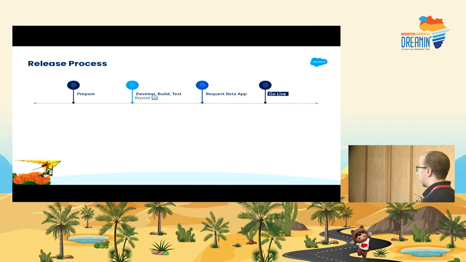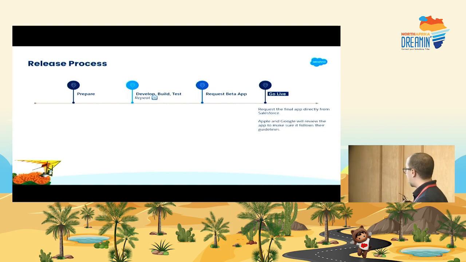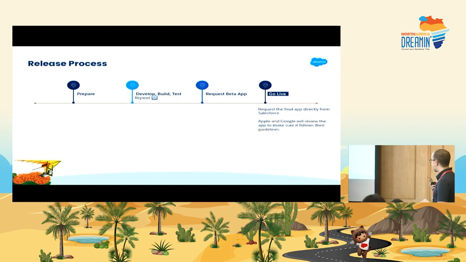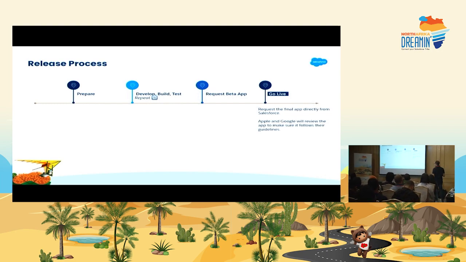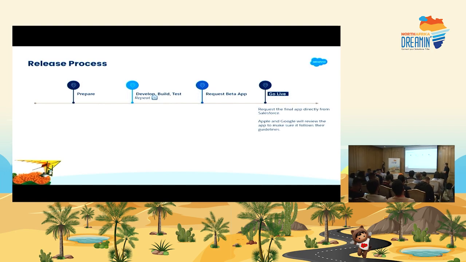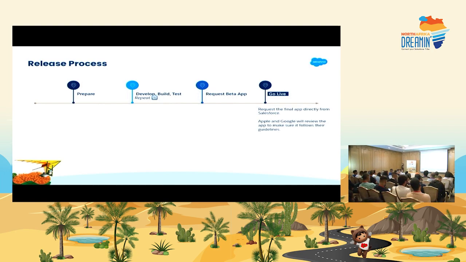if everything was okay, you will move on to the go live, in which you can request the app directly from Salesforce. And also, Apple and Google will review the app once again to make sure it follows the guidelines. The guidelines are different for Apple and Google, so you might have something to fix or to clarify for Apple, but Google is usually absolutely fine, so no need to worry about it.